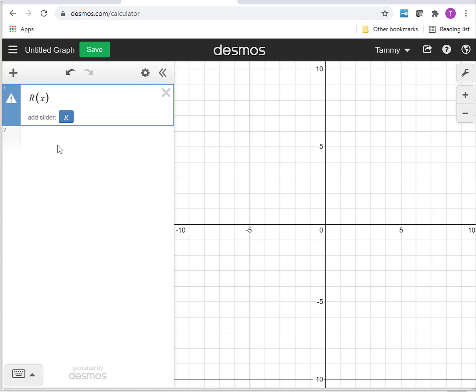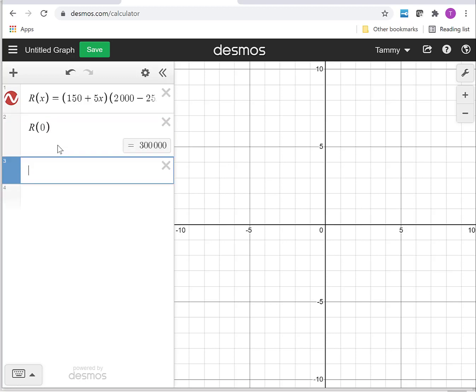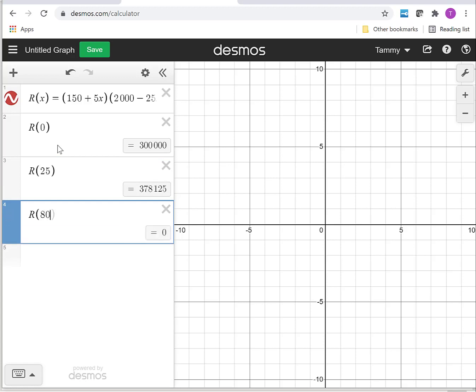I'm going to write it here. R of x is equal to parentheses 150 plus 5x times 2,000 minus 25x. And then I can do r of 0, r of 25, and then also r of 80. So if we make no changes, we're going to have $300,000. If we change the price 25 times, we'll make $378,125. And if we make 80 changes, nobody's coming. So our revenue will be zero.